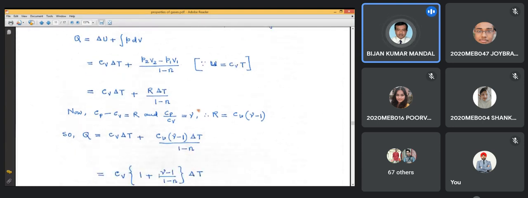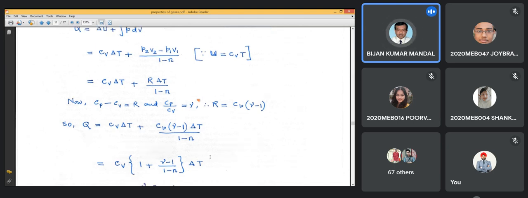Now we have got Cp minus Cv is equal to R, that is a well-known relation, and Cp by Cv is equal to gamma. So if you combine these two, you'll get R is equal to Cv into gamma minus 1. So let us write here that in this above expression, Q is equal to Cv delta T, and instead of R, we are writing Cv into gamma minus 1. So you can see Cv into gamma minus 1 into delta T by 1 minus N.